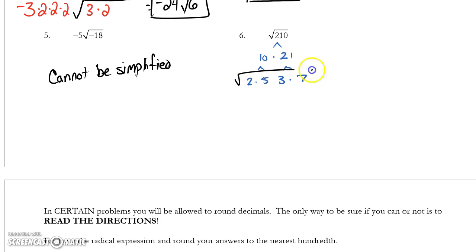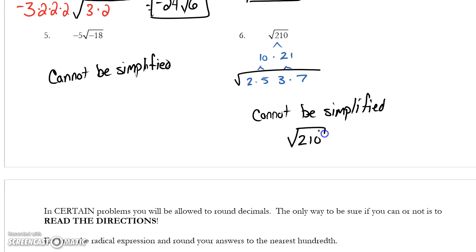Number 6 is a special case because I don't have any pairs. This can also not be simplified, because it does not have anything that can be pulled out. This does have a correct answer though. Square root of 210 would be my final answer.